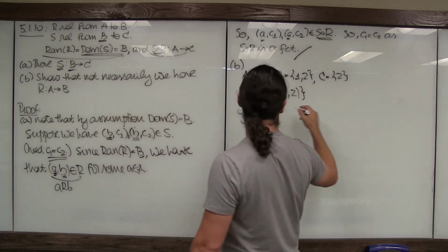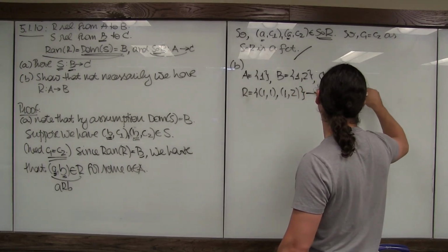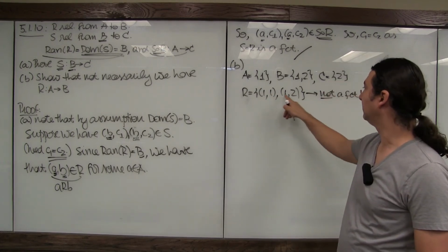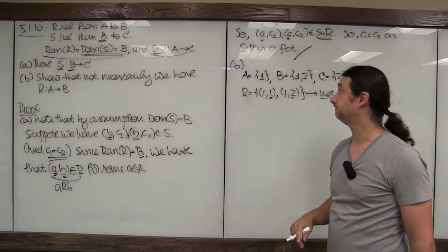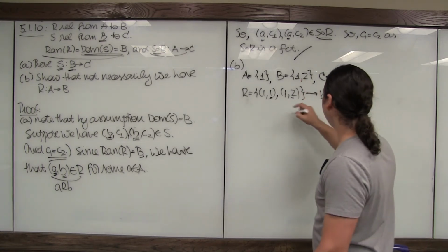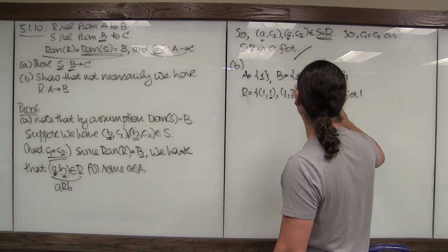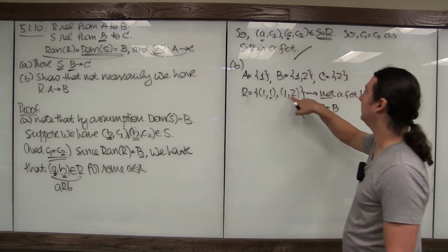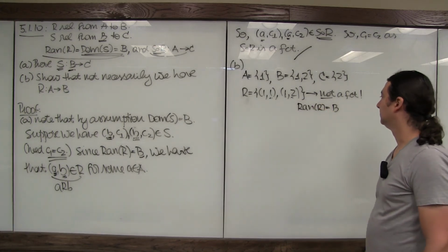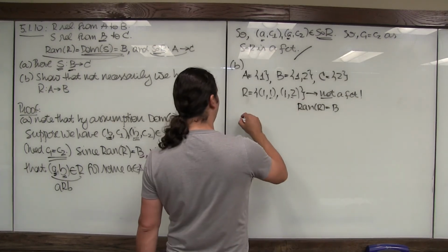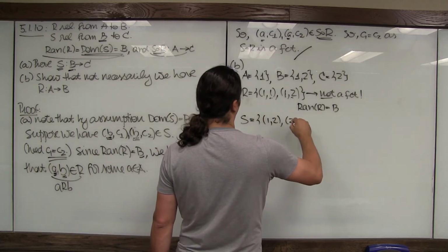So notice that this is not a function, because 1 is related to two different things. One is related to 1 and one is related to 2. Okay, both are in B. And notice that the range of R is equal to all of B, because we have 1 and 2 appearing in the second coordinates. Okay, so the range is B. Now let's look at S. S for me is going to be (1, 2) and (2, 2).